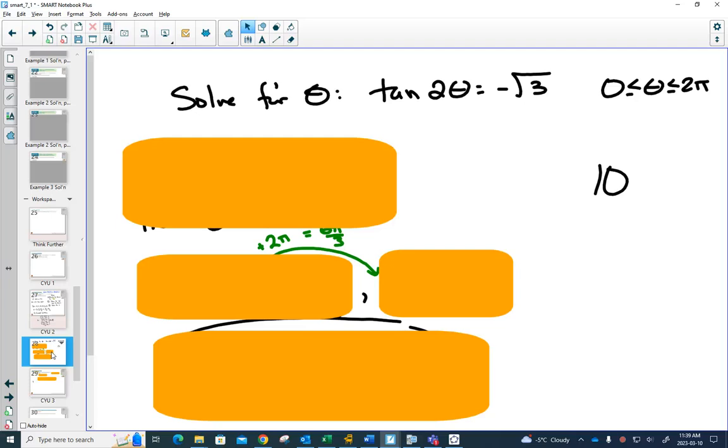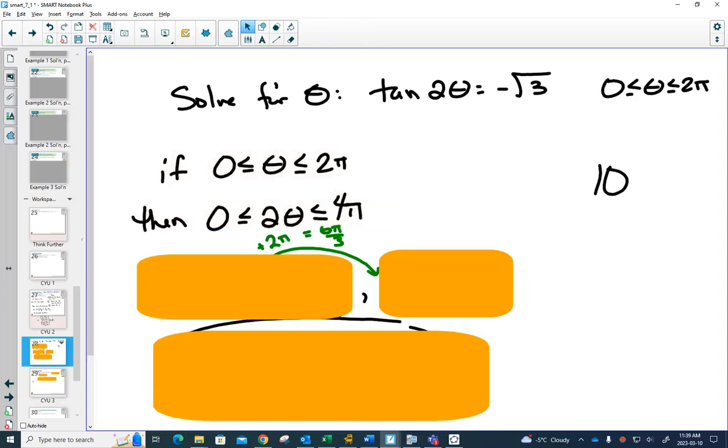So step 1, we rewrite the domain for 2 theta. So in this case, if 1 theta is between 0 and 2 pi, does it make sense that 2 thetas would be between 0 and 4 pi? And that means this is going not once, but twice around the circle for 2 theta.